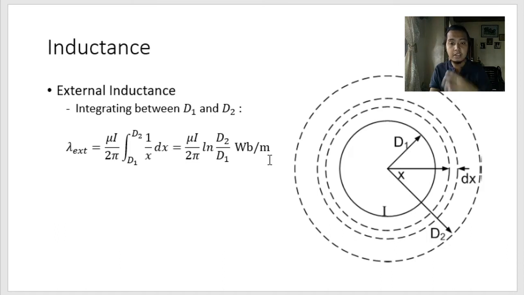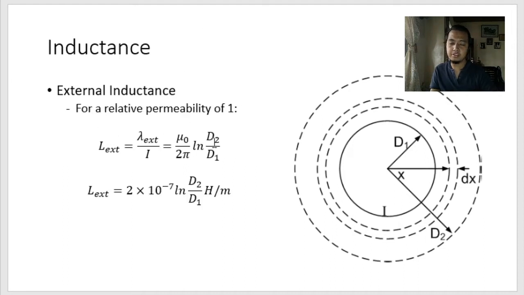So on external inductance, this is not yet inductance. This is flux linkage pa lang to. So this is just flux linkage divided by current, magka-cancel lang tong I. So you have a mu naught over 2 pi ln of D2 over D1. So you have 2 times 10 to the negative 7. You can see kanina this was mu naught over 8 pi, so it's 0.5. Now this is 2 times 10 to the negative 7 ln of D2 over D1 Henry per meter.